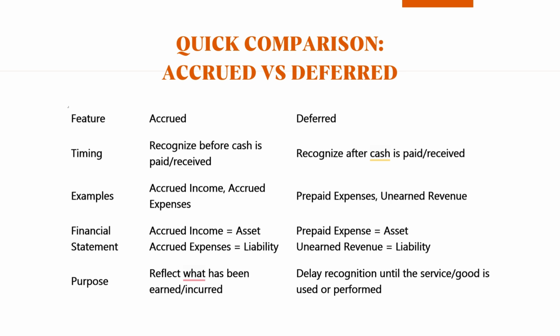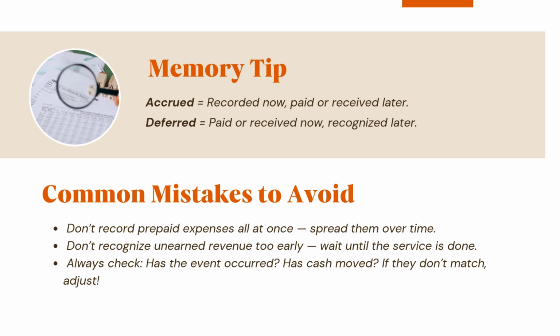Finally, what's the purpose of each? Accrued accounts help reflect what has already been earned or incurred, even if no cash has moved yet. Deferred accounts help delay recognition until the service has been delivered or the product has been used. Memory tip. Here's a helpful way to remember. Accrued equals recorded now, paid or received later. Deferred equals paid or received now, recognized later.